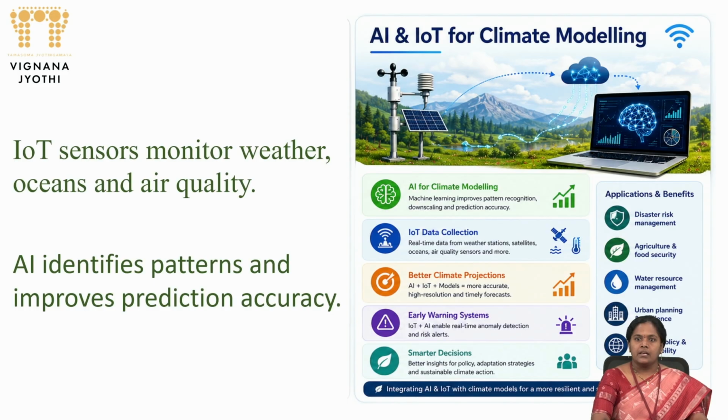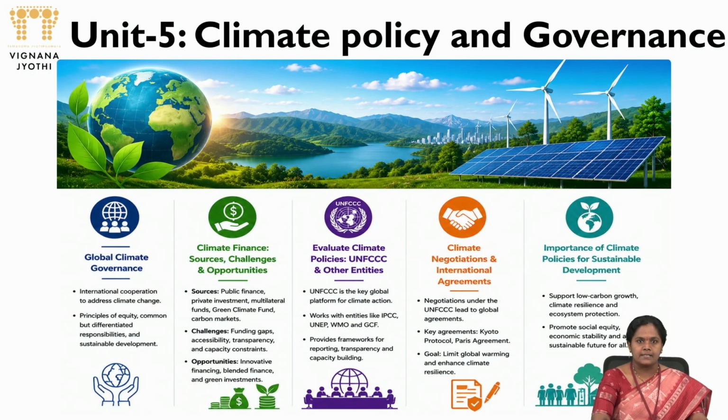AI and IoT for climate modeling. AI and IoT improve climate modeling through real-time data collection and advanced data analysis. IoT sensors monitor weather, oceans, and air quality, while AI identifies patterns and improves prediction accuracy. These technologies support early warning systems, disaster management, and sustainable planning for climate resilience.